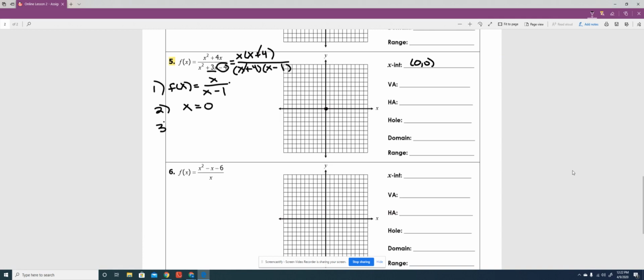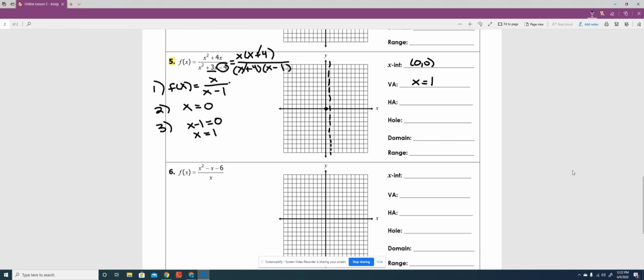All right, step 3, vertical asymptote. I set the bottom equal to 0. So if I set x minus 1 equal to 0 and I move the 1 over, I get x equals 1. So my vertical asymptote is x equals 1. Go ahead and plot that.